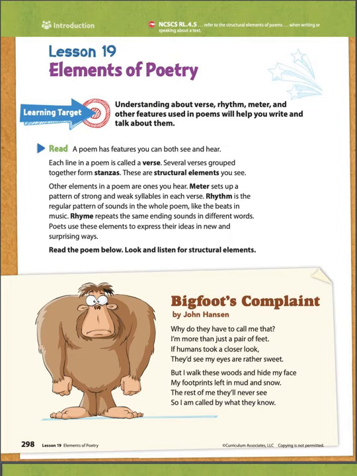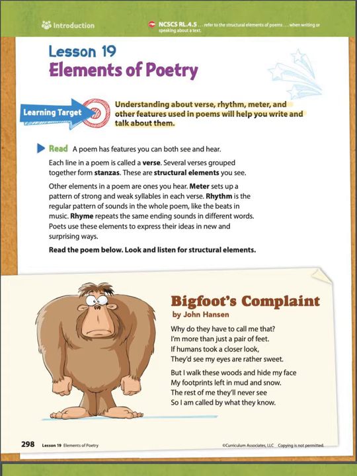Now let's take a look at our learning target for today. Our learning target is understanding about verse, rhythm, meter, and other features used in poems. We'll help you write and talk about them. So we're going to look at the elements of poetry, including verse, rhythm, meter, and other features, and we're going to write and talk about those poems.